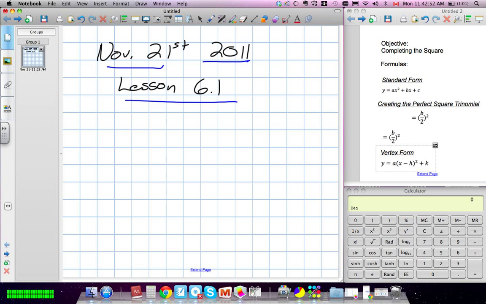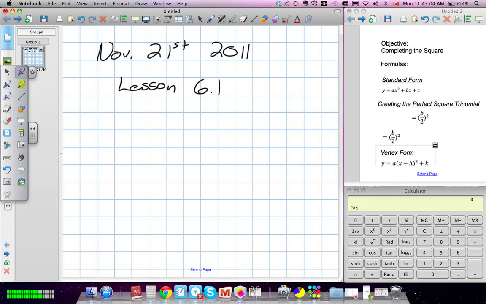We're on lesson 6.1. Now this lesson is called Maxima and Minima. The idea to this is what we're going to be doing is completing the square. We've written that down as our objective for this lesson. We're going to be completing the square.